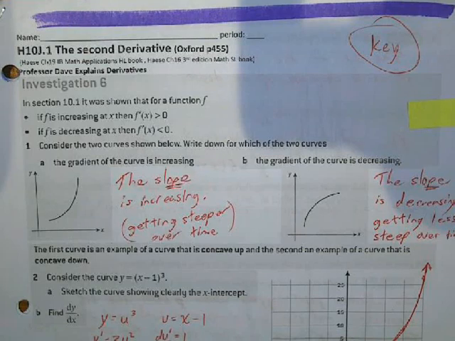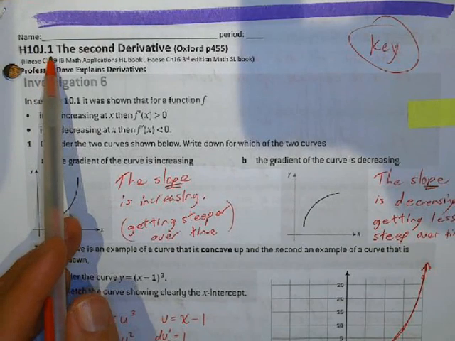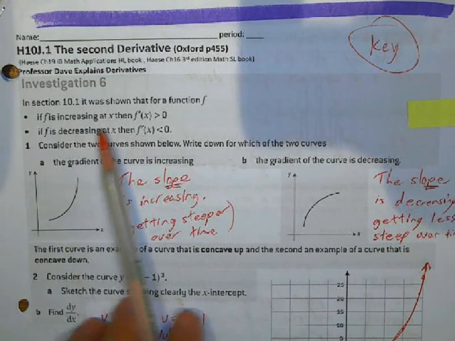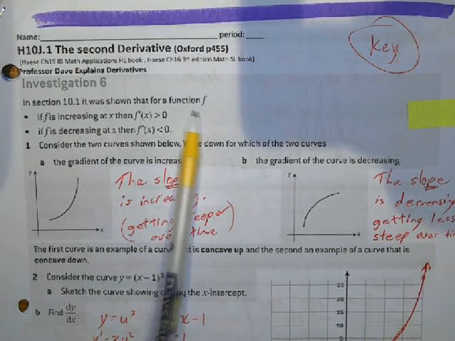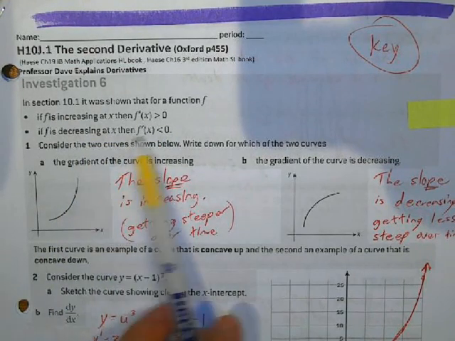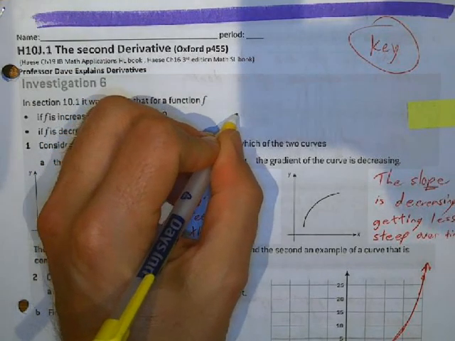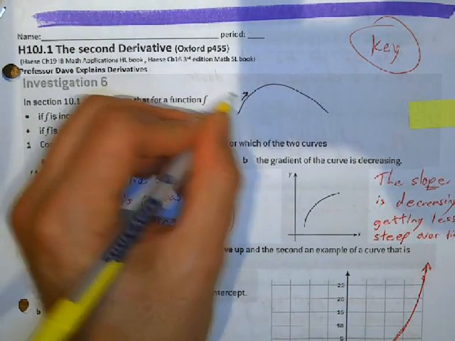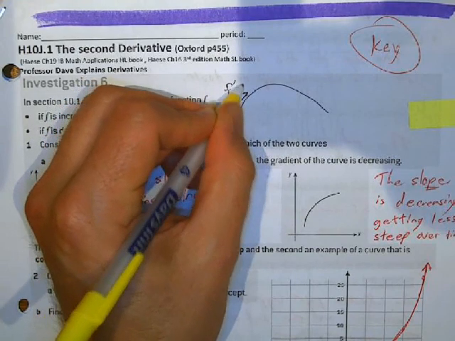Okay, now we're going to do H10J.1, the second derivative. Last time, you already learned that the first derivative tells us if a graph is going up. So let's say I've got a graph that's going up, we know that the first derivative is positive, right?